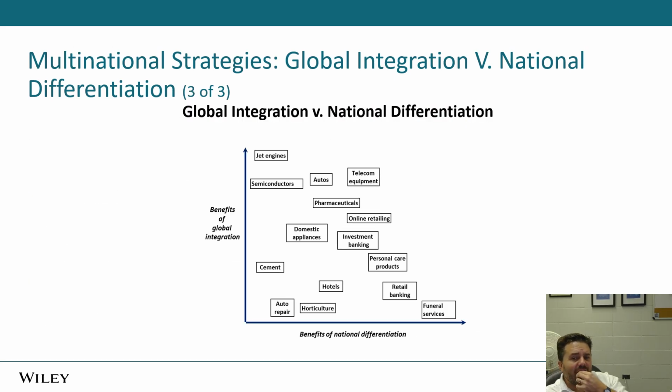Here is a graph showing which industries tend to be more global, where you can just sell the same product in any market, versus those where you need to tailor it. Obviously, funeral services have a high element of cultural content. A funeral in Louisiana is going to look different even than a funeral in Boston, and certainly in China or Germany. You would have to customize it.